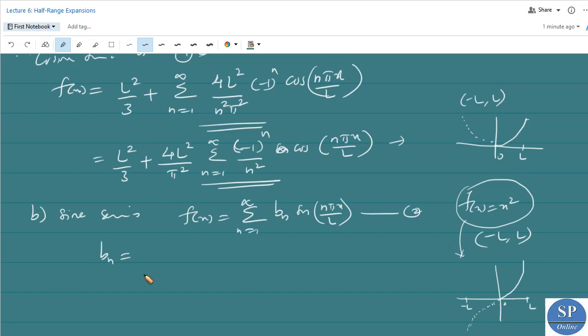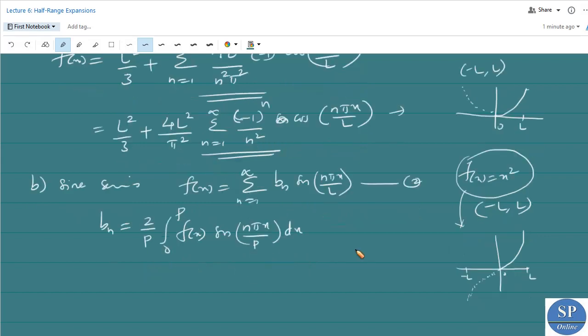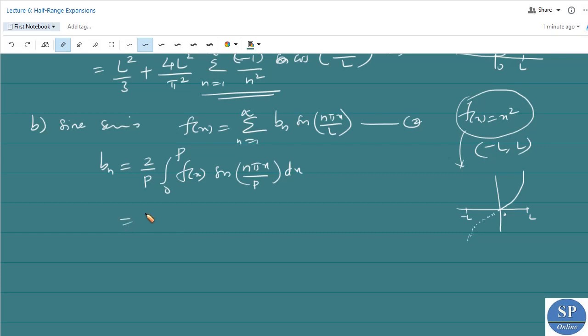Okay, so now we know bn is equal to 2 by p into integral 0 to p f of x sine n pi x by p dx. But here we have p equal to L. So this is 2 by L into integral 0 to L, f of x is x square, into sine of n pi x by L dx.